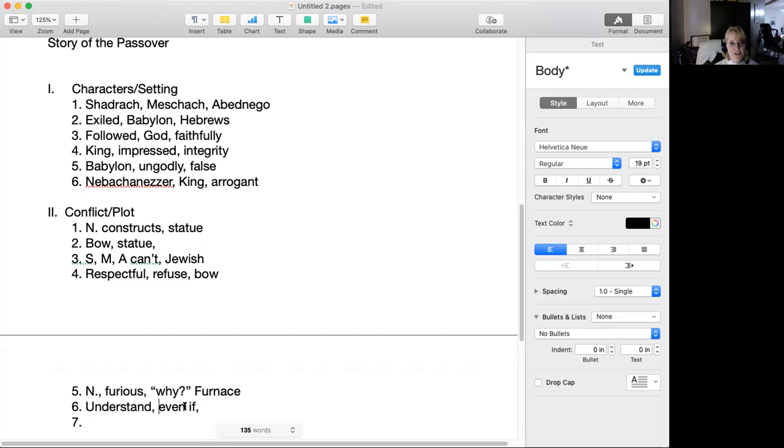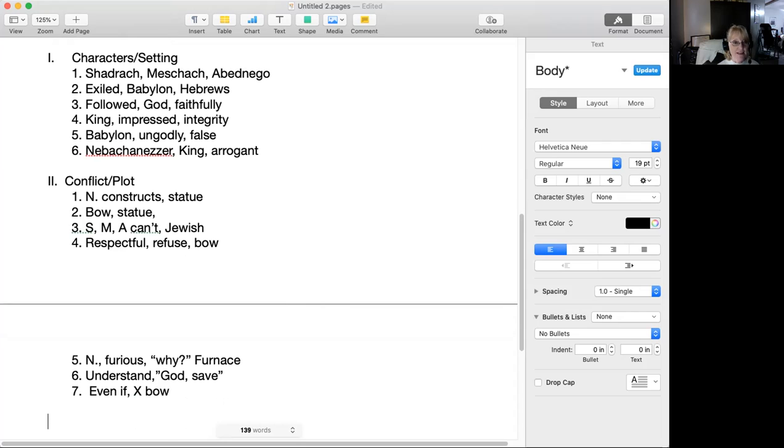Actually, what they said first was, isn't it? They said, God will save us. But then that's the other thing they say at the end. That's right. They say, even if he doesn't. I'm going to put an X here for won't. Even if he doesn't, we won't bow down to the statue. Because they're going to honor God, even if it means they die.